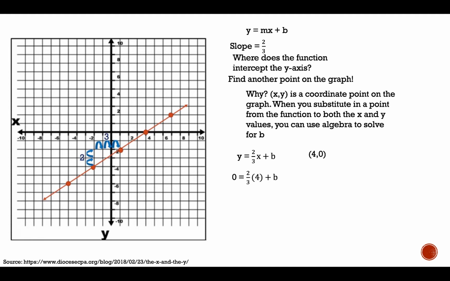Then we can multiply 2/3 by 4, and that gives us 8/3. Then we have 0 equals 8/3 plus b. Now we can just use basic algebra to solve for our missing value, and that would be subtracting 8/3 from both sides, which gives us negative 8/3 equals b. So our equation would be y equals 2/3 x minus 8/3.